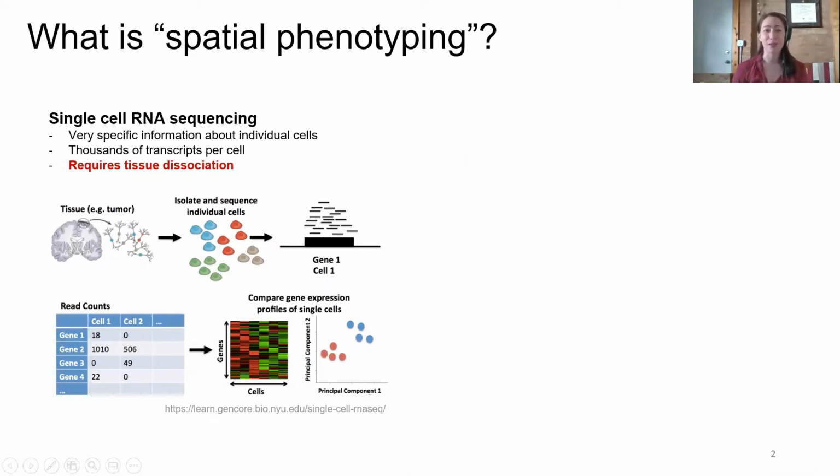So what is spatial phenotyping? Normally when you think about phenotyping a cell, you think of using techniques like flow cytometry and single cell RNA sequencing. So you get very specific information about individual cells. You can get thousands of transcripts per cell, but this requires tissue dissociation.